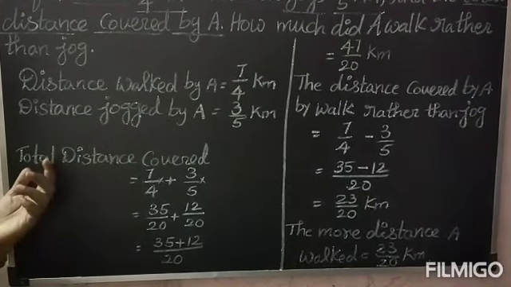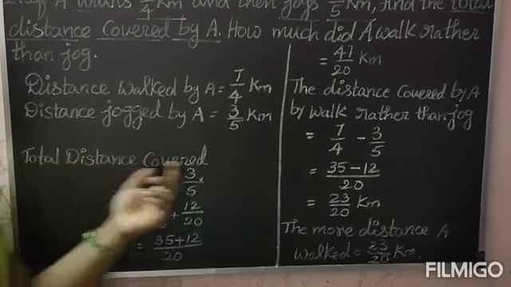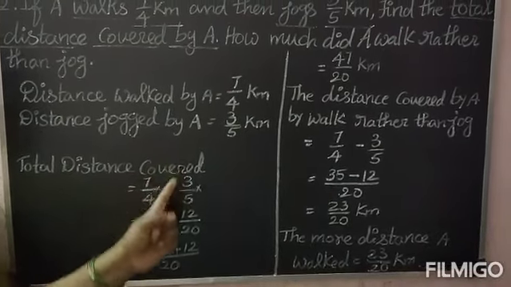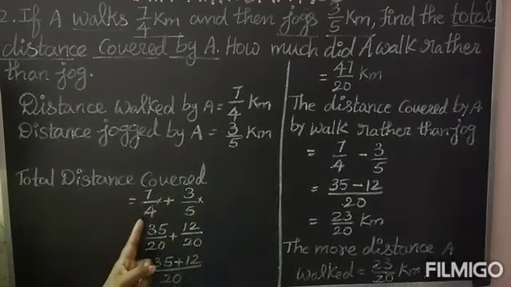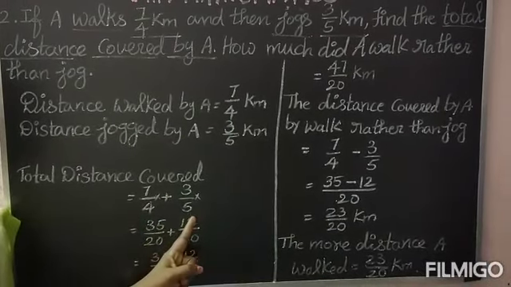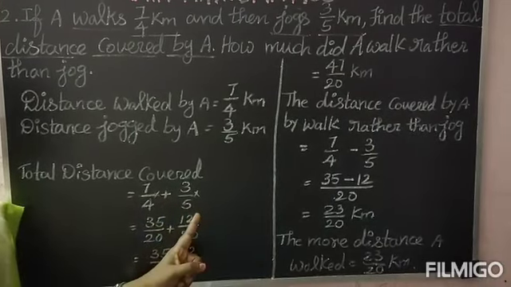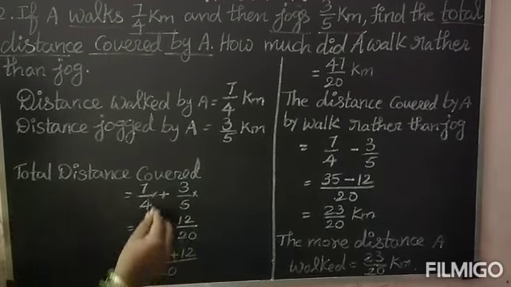So first subdivision, they are asked to find the total distance covered by A. So 7 by 4 plus 3 by 5. Here the denominators are different, so you have to take LCM. 4 and 5, what is the LCM? 20. So I can do directly.